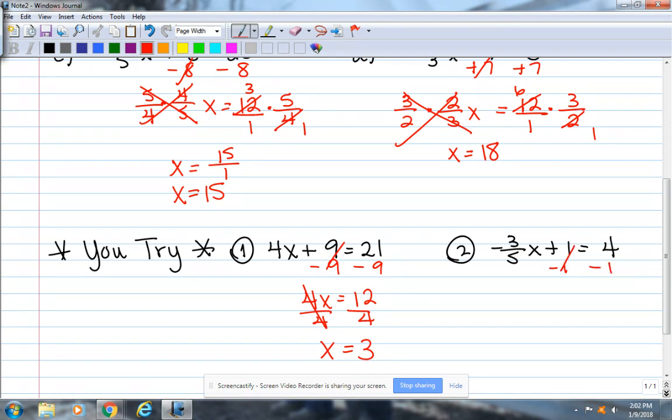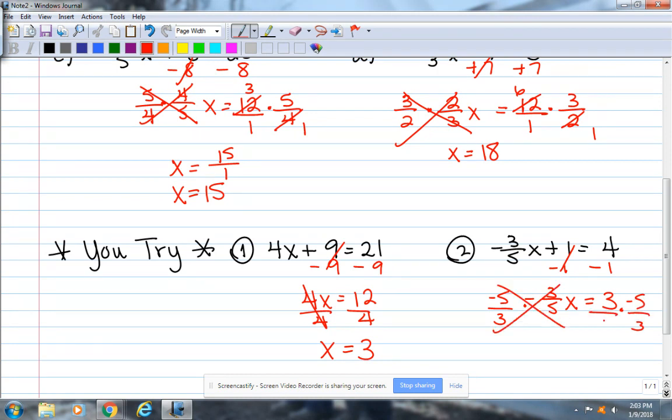Subtract 1. So that gets me negative 3/5 x equals what? What's 4 minus 1? 3. My kindergartner knows that. All right. So, how do we get rid of that negative 3/5? Use its reciprocal. What is its reciprocal? Very good. And make sure you keep it negative.